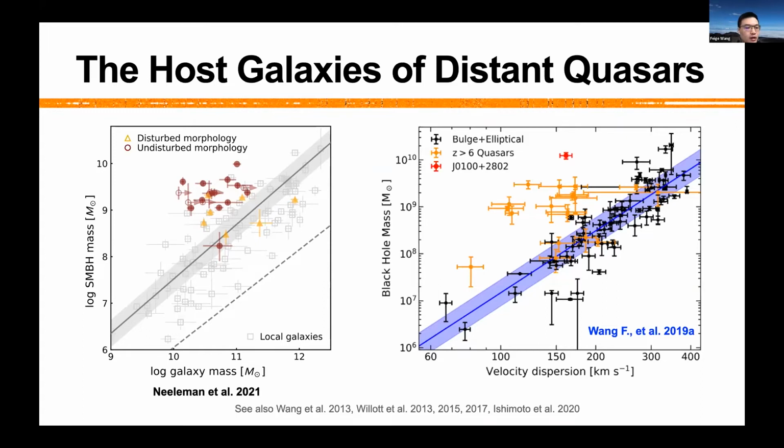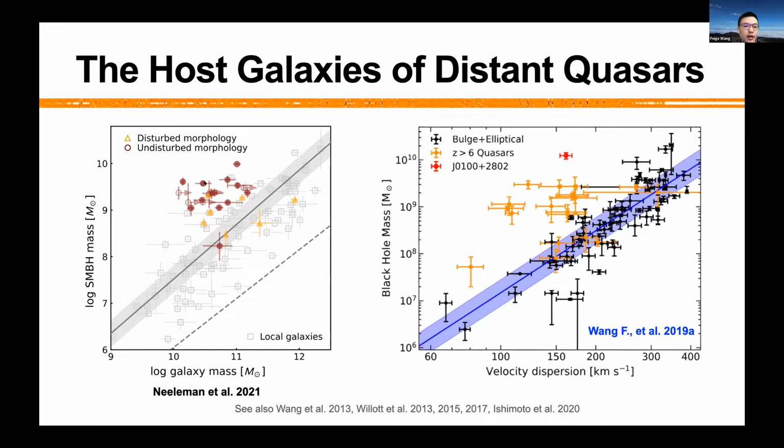Let's go back to the relation between the supermassive black hole and their host galaxies, as shown in the left plot, and also the similar plot of the M-sigma relation in the right plot. All these plots show that the supermassive black holes sit higher than the expected values from the local relation, which indicates that the supermassive black hole is overmassive at an early epoch, and that the black hole could grow earlier than their host galaxies.